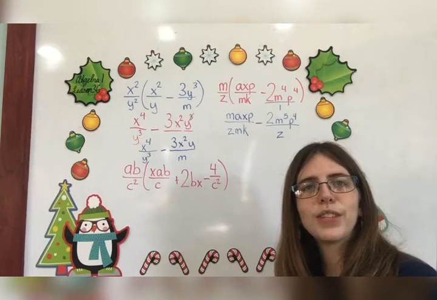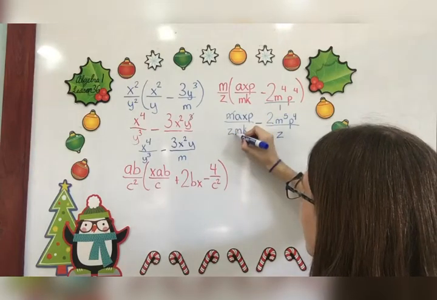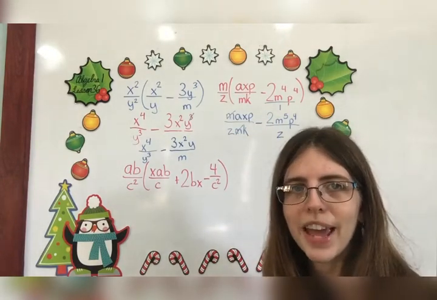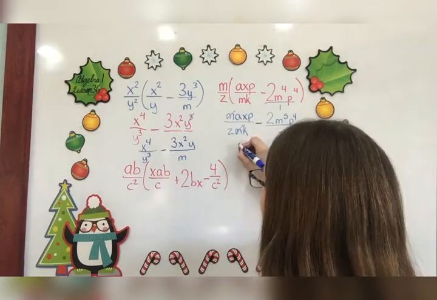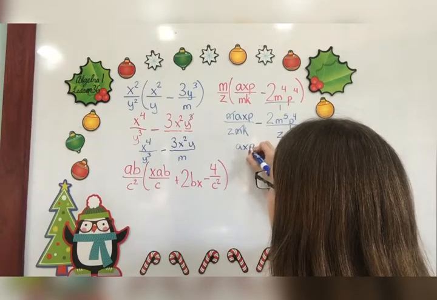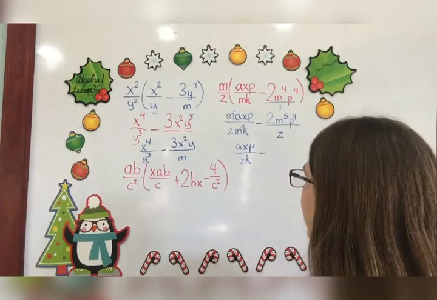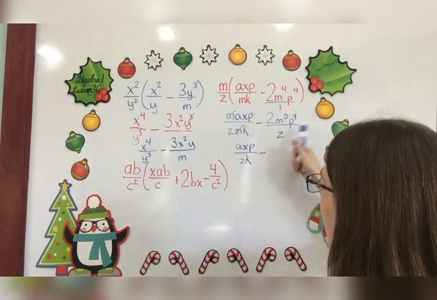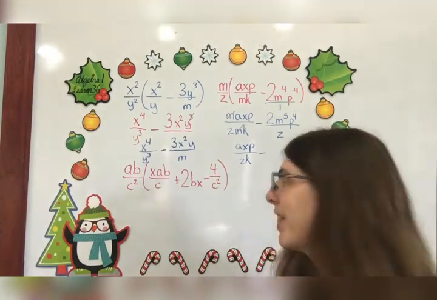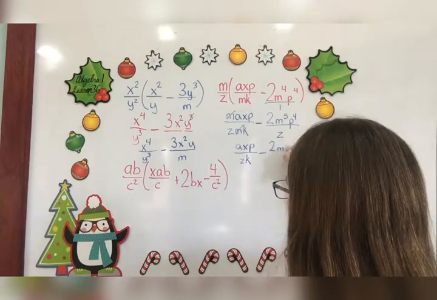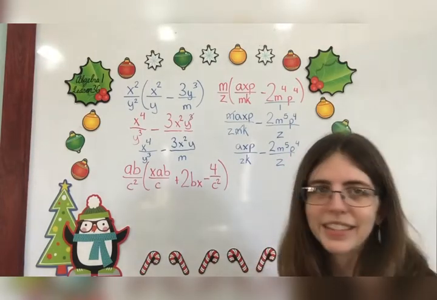Okay, now let's see if there's anything I can simplify. In this fraction, I have my m and my m that will cancel out. m divided by m is 1, so it's canceled out totally. Do I have any other like terms? Nope, that's it. So it will be axp over zk. That's that term. Minus. Now I have 2m5 p4 over z. Are there any like variables? No, nothing I can simplify. So it's just 2m5 p4 over z.